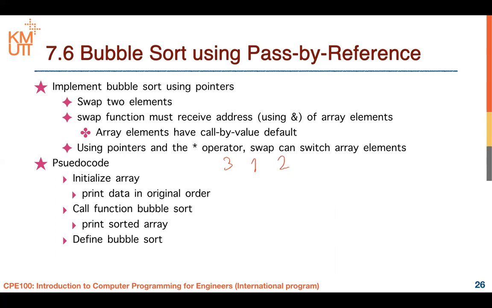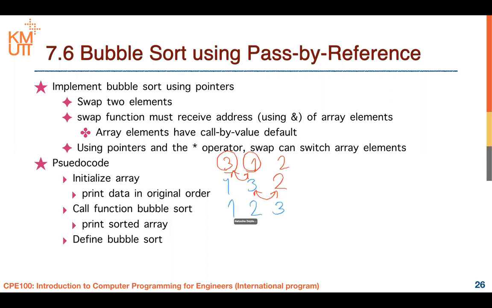Okay, what does bubble sort do? We check two consecutive elements, 3 and 1. 3 is greater than 1, so 1 swaps with 3. Okay, and now we have 2, which is less than 3, so we swap 3 and 2.